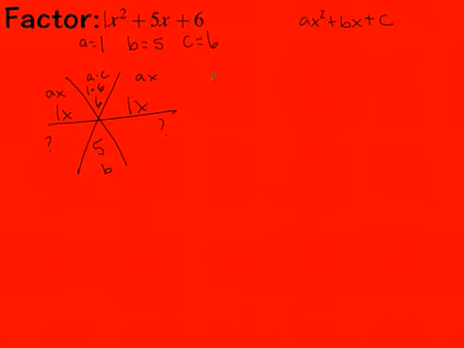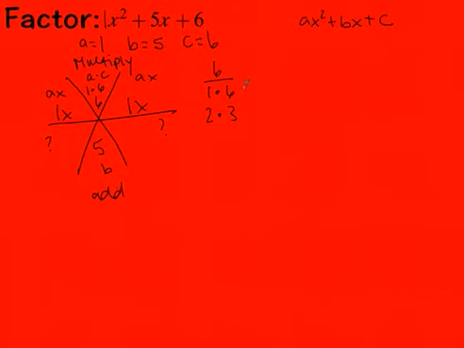So to get your magic numbers, you'll go over to the side and you'll say 6. And you'll write down all the things that multiply together to give you 6. So to get 6, you'd have 1 times 6, or you'd have 2 times 3. So remember, to get your magic numbers, you're going to be multiplying to get the top, but then you're going to be adding to get the bottom.